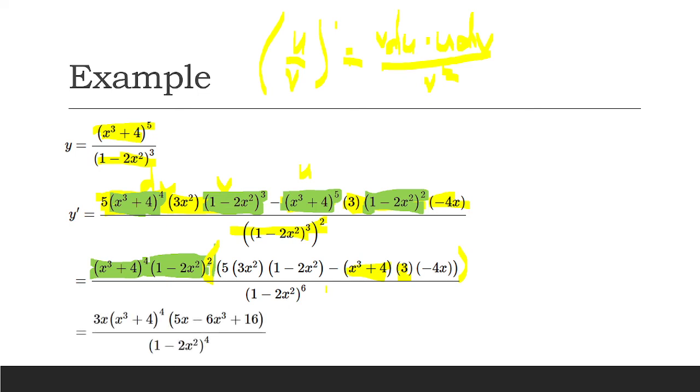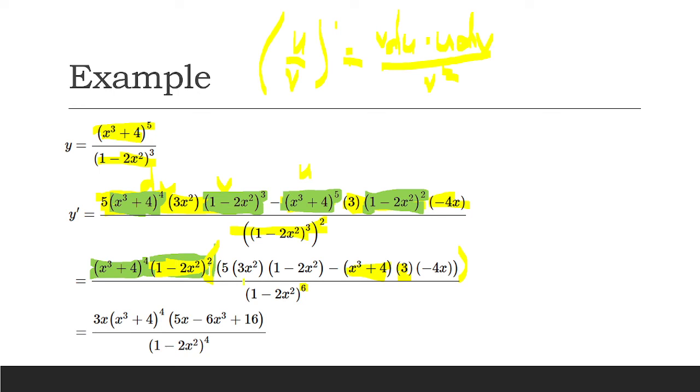Now simplifying this one, we will have 3x times x cubed plus 4 raised to 4, times 5x minus 6x cubed plus 16 over 1 minus 2x squared plus 4. So, ang una natin ginawa, kita natin to. Common na to sa taas tsaka sa baba, di ba? So, we can cancel this one. So, mawawala na yung 1 minus 2x squared over 2 sa taas. And then, babawasan natin tong 6 ng dalawa. Because same naman sila.